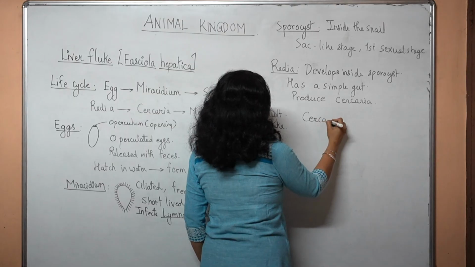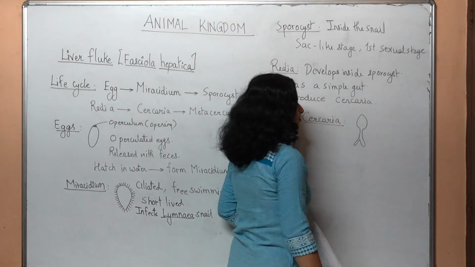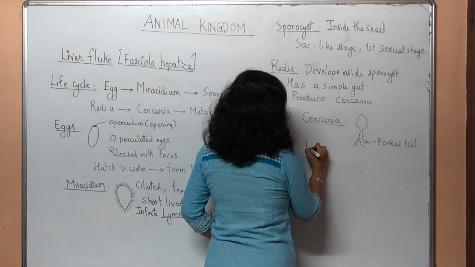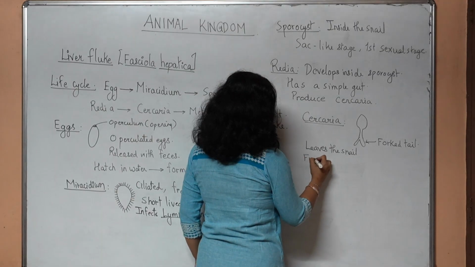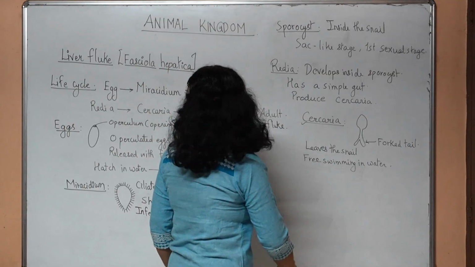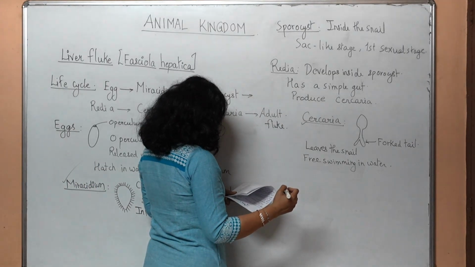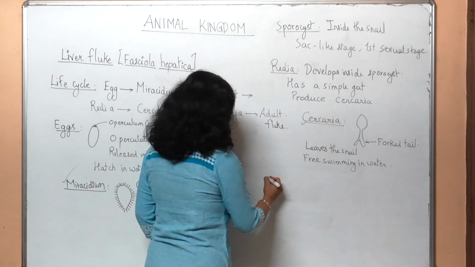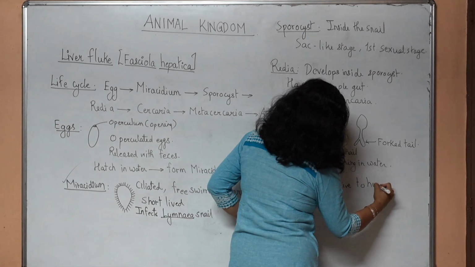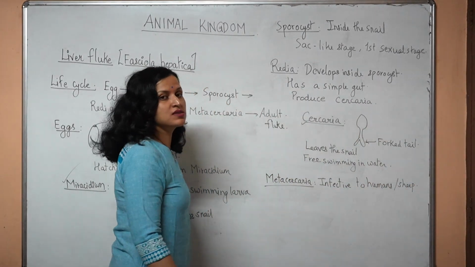Then the cercaria is important. It looks something like this, like a tadpole sort of. This one is known for its forked tail. It's a tailed larva. This one leaves the snail. It's free swimming in water. So free swimming larvae are cercaria and miracidium, as you can see. And the cercaria will then go to the vegetation, etc. in water, and then it will form the metacercaria larva. This one is infective to humans or sheep or goat, whoever feeds on this vegetation.